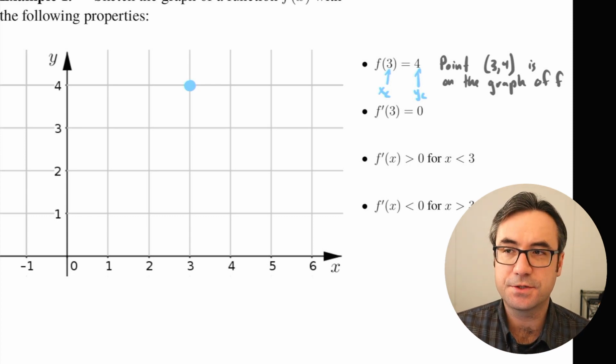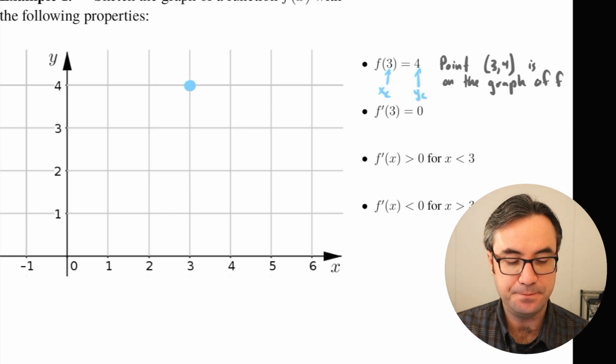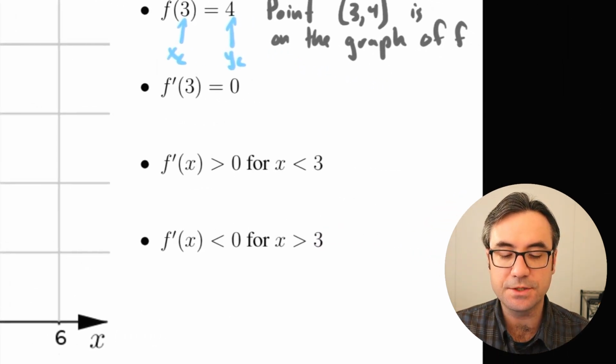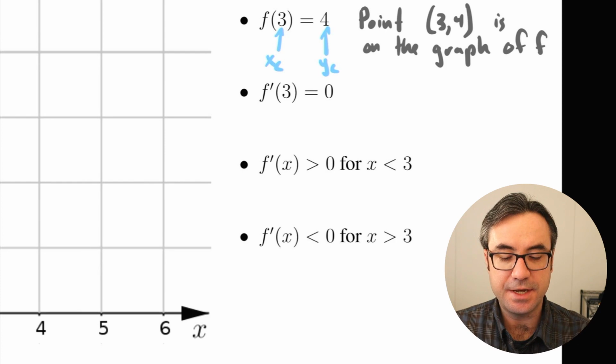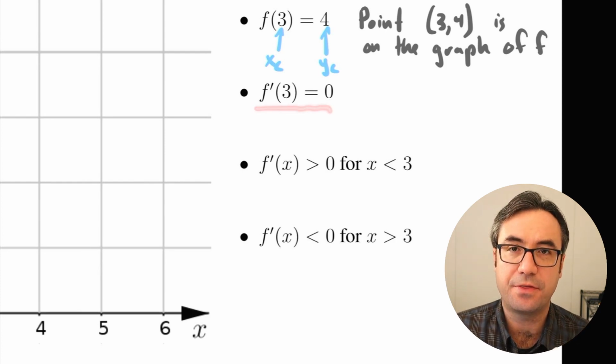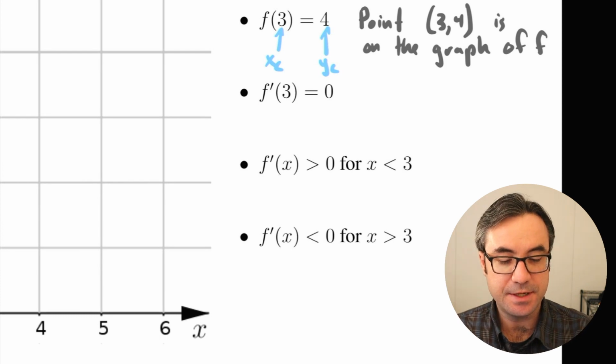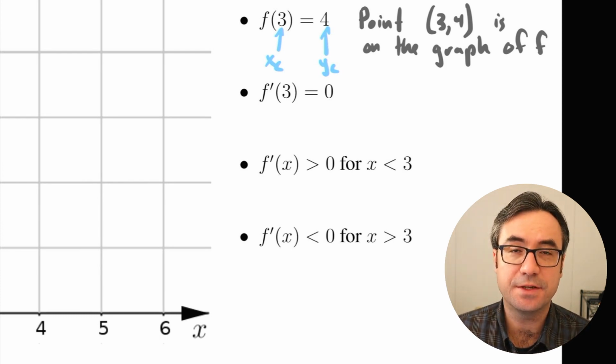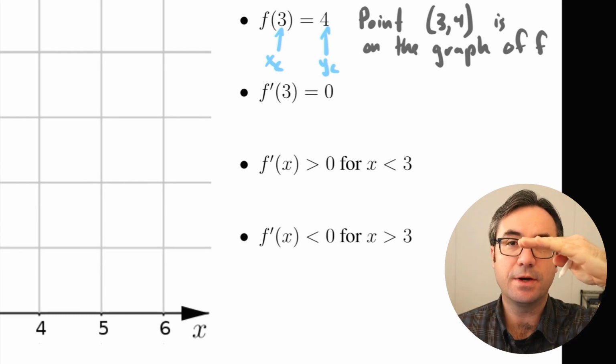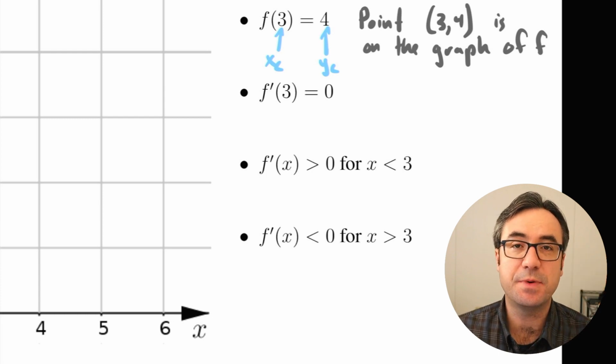All right, so what other properties do we have? Let's look at the next one. This next one tells us that the derivative at 3 is equal to 0. So what this means is if our derivative is 0 at this x value, then we must have a horizontal tangent line, must be flat.